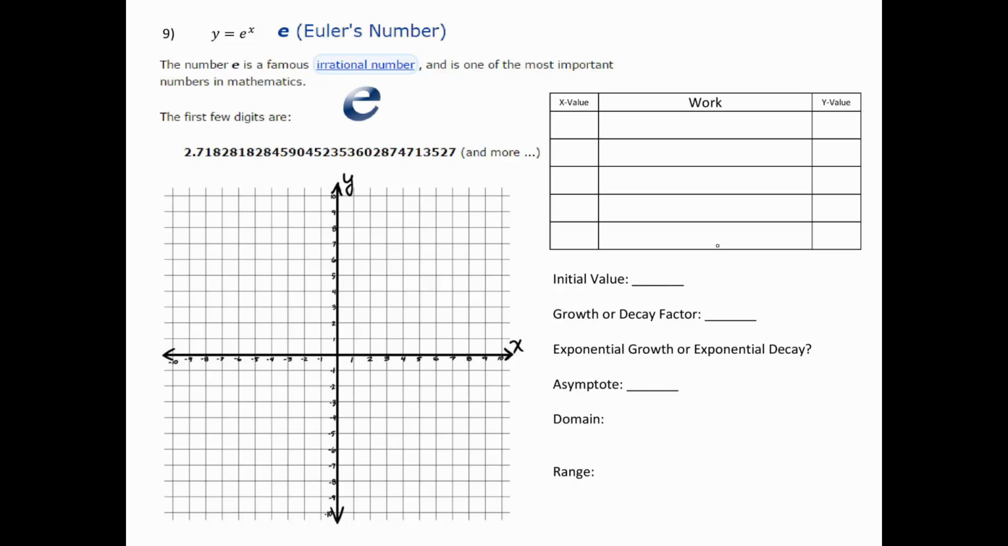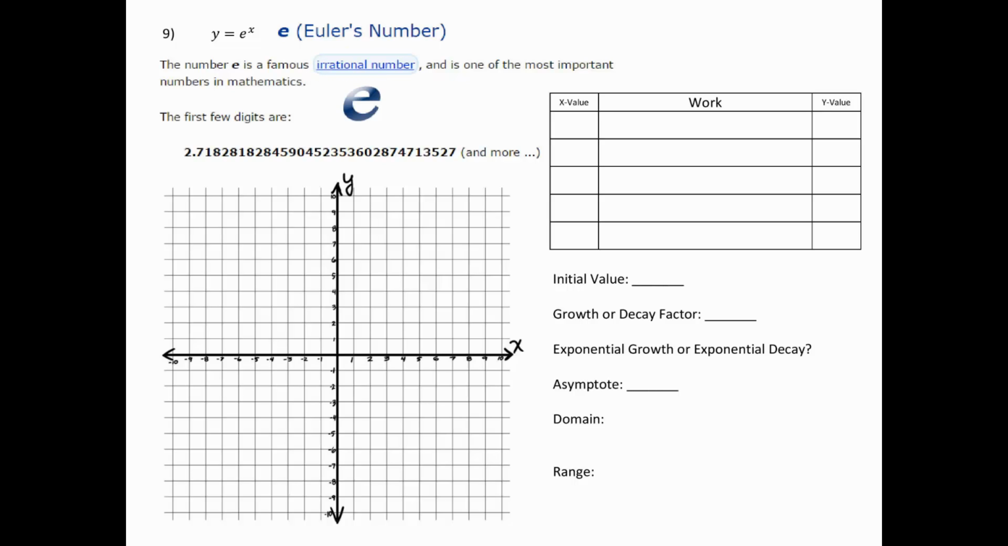Question number 9 deals with e, which is a number that we don't see very often. This might be the first time you're seeing it. Now, e is very similar actually to pi. If you look out in the hallway, e and pi are painted out there, and they go on for a very long time. They are irrational numbers.